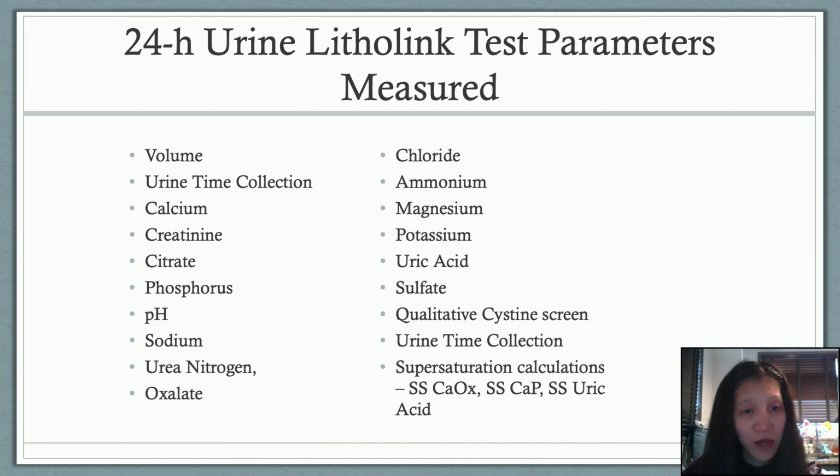So I would say that the supersaturation calculation is a nice perk for the Litholink study in particular, because sometimes you can have a normal uric acid or a normal phosphate level, even a normal calcium level in the urine. But if you have a high supersaturation for that type of stone, that's even more important actually than just the actual, say, urine calcium alone.